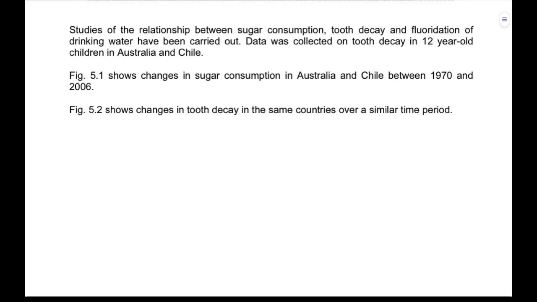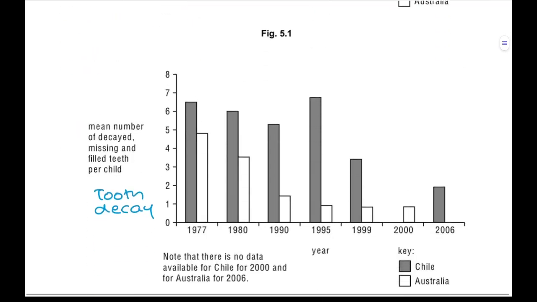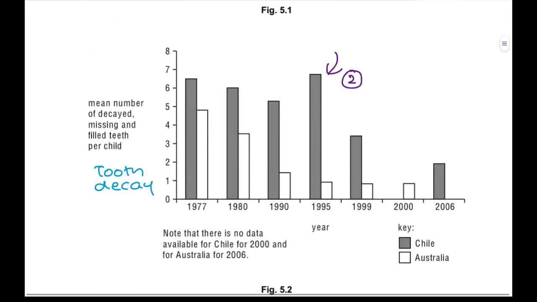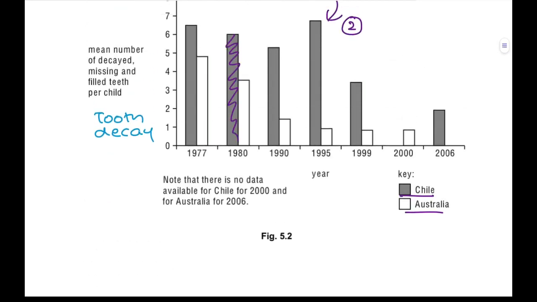Now, studies of the relationship between sugar, tooth decay, and fluoridation of drinking water have been carried out. Data was collected on the tooth decay in 12-year-old children in Australia and Chile. Now the figure shows the changes in the sugar consumption in Australia and Chile between 1970 and 2006. Figure 5.2 shows the changes in tooth decay in the same countries over a similar period of time. Let's look at the diagram. So this is the diagram for sugar consumption, and this is the diagram for tooth decay. Alright, so this portion is Chile, this portion is Australia.